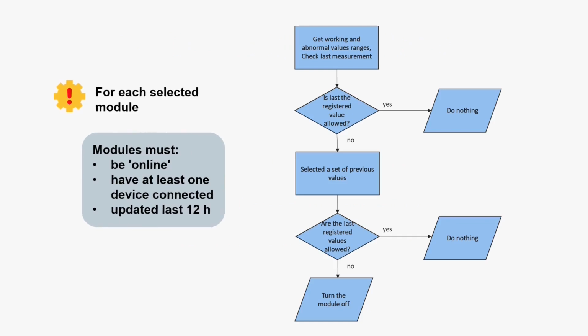Here we have a simple flowchart showing the rationale behind the control microservices. Once we have checked their online presence and their last update, we look for abnormal data. If that is the case, we look at a set of previous values too. If the previous values are unusual, the module is then turned off.